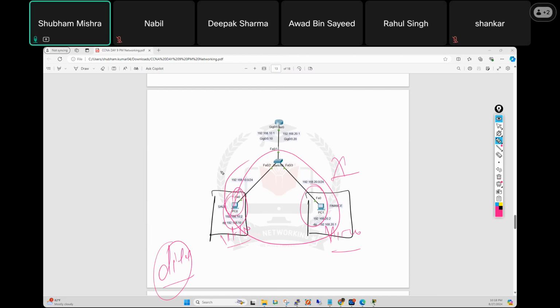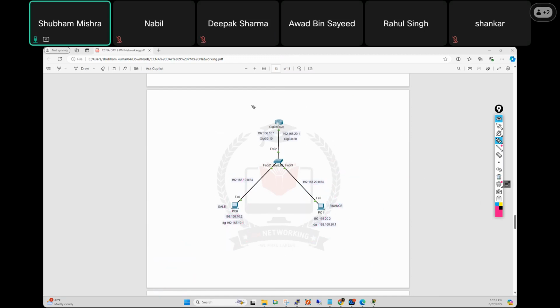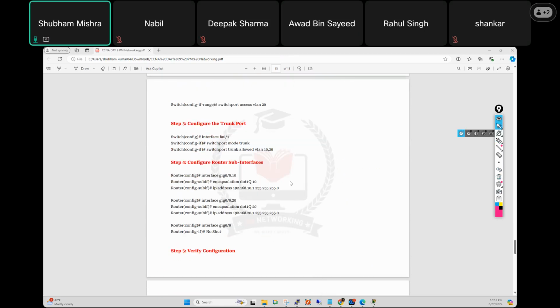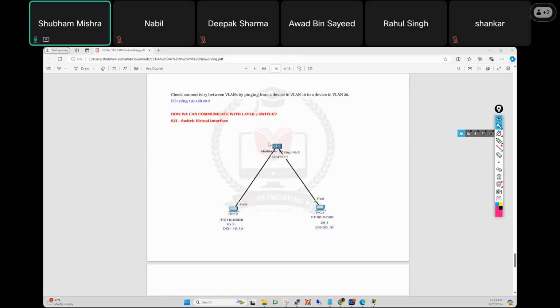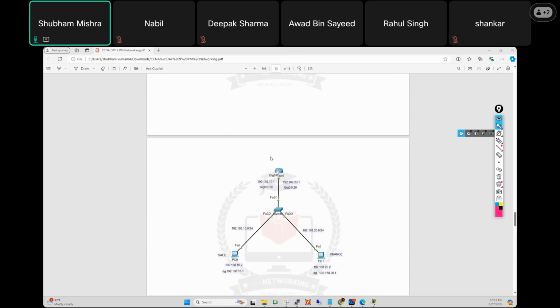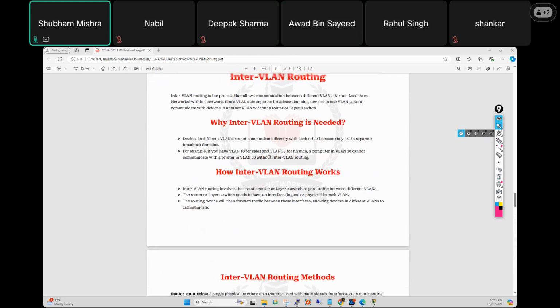So what do you have to do? You have to perform inter-VLAN routing. And I told you there are two ways by which you can perform inter-VLAN routing. The first one, you can use one router, any layer 3 device. Are you getting my point? And the second method is, instead of configuring any other router, you can use any layer 3 switch. Are you clear? Yes or no? Okay.